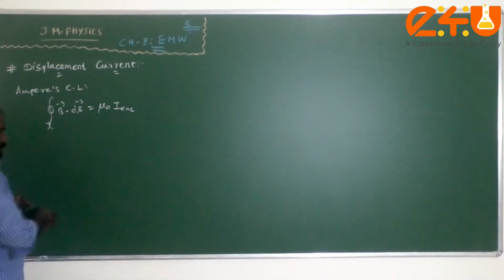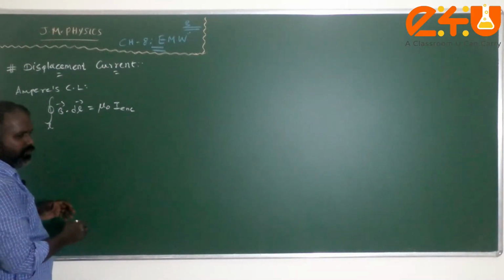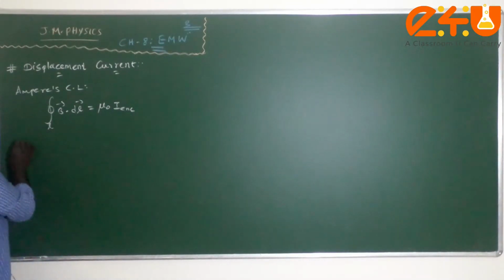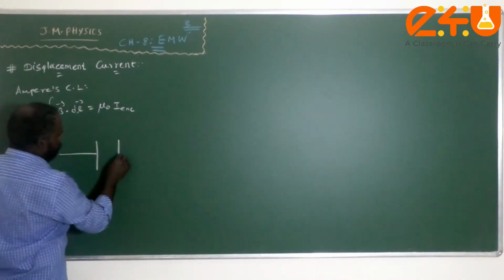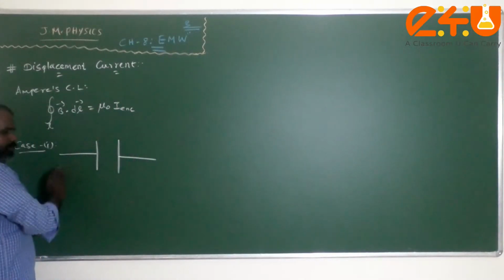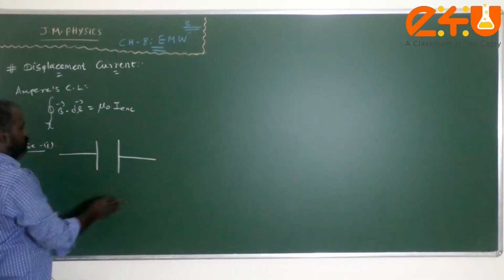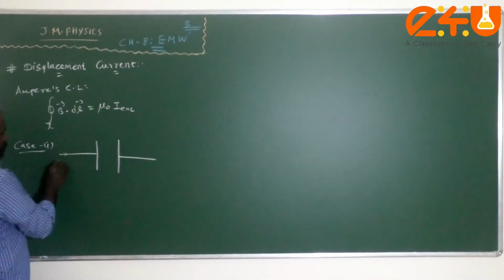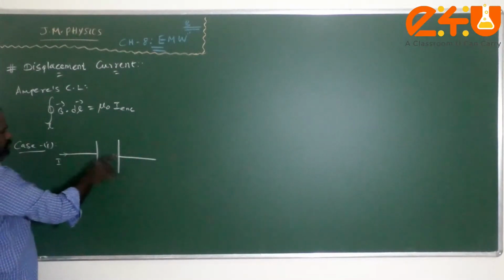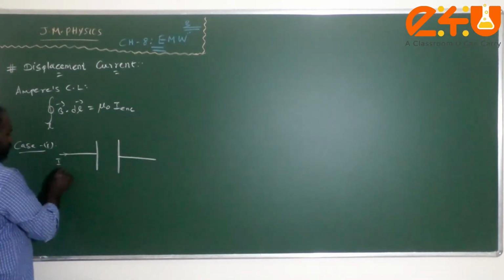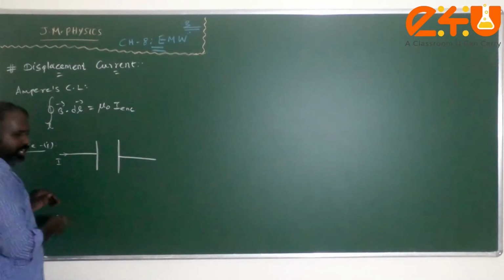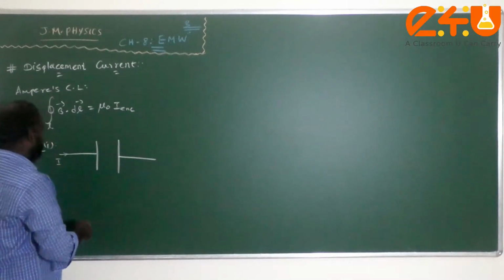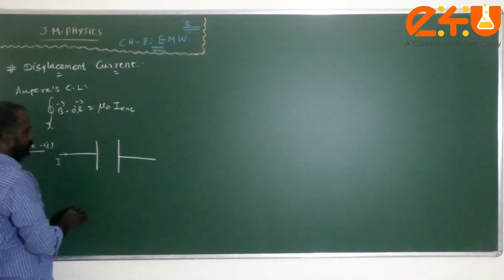Now please consider a capacitor system, a charging capacitor. For example, case 1: a capacitor of capacitance C is connected with a power supply. During the charging process, let us consider I to be the current flowing through the circuit, and this current is assumed to be a time varying current. That means with respect to time, the value of current may differ. So that's why it is called time varying current.